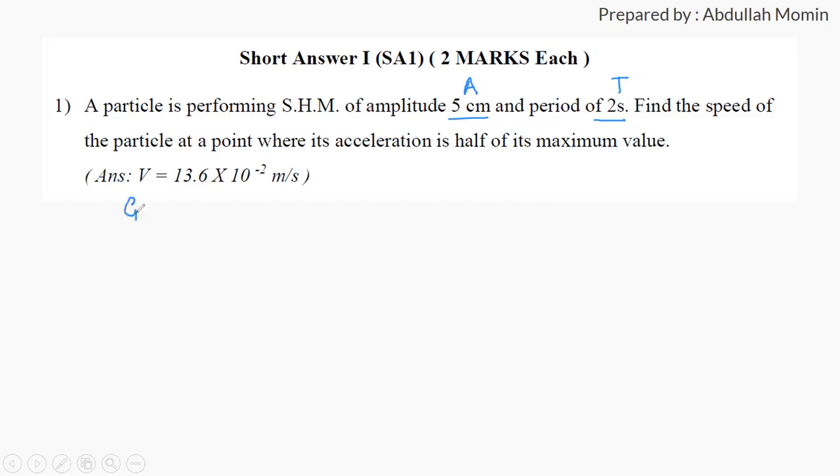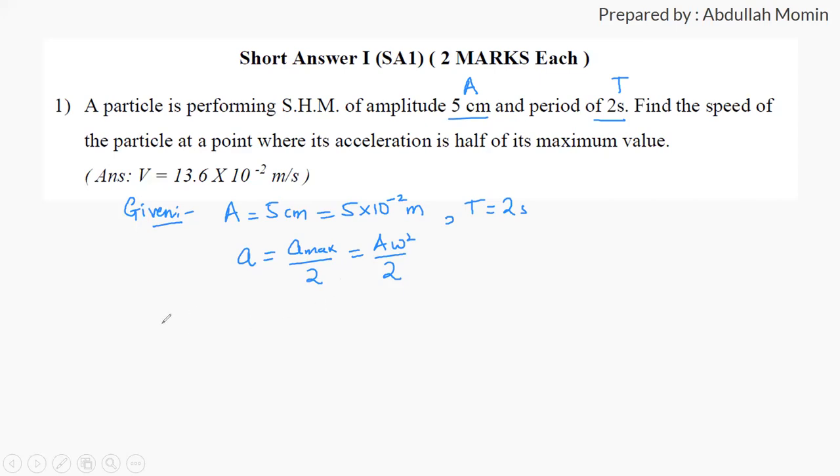So what is given? First we will write down the given quantities. Amplitude is given, that is 5 centimeter. So 5 into 10 raised to minus 2 meter. And the time period is 2 seconds. Now we are supposed to find out the speed of the particle while its acceleration is half of its maximum value. And the maximum acceleration is A omega square.